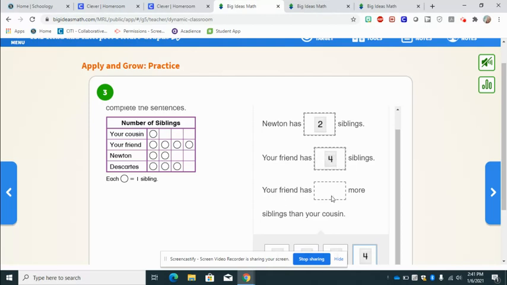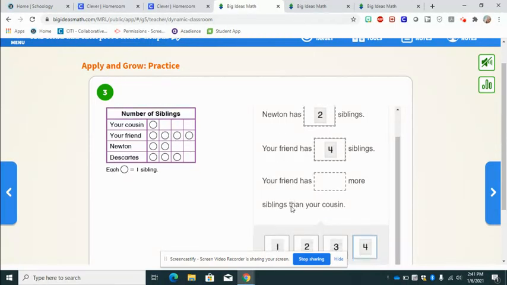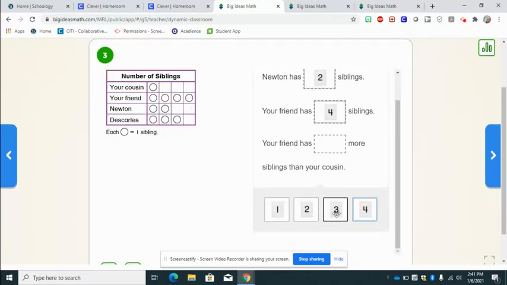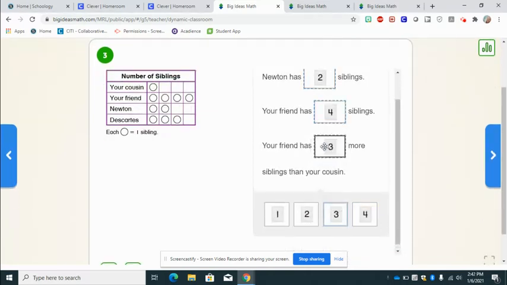Your friend has blank more siblings than your cousin. So we're going to look at your friend and we're going to look at your cousin and see how many more your friend has. So your friend has 4 and your cousin has 1. Well, these 2 can match up together, and then that shows me that there's 1, 2, 3 left over. Or we can say 4 minus 1 equals 3. So your friend has 3 more siblings than your cousin.